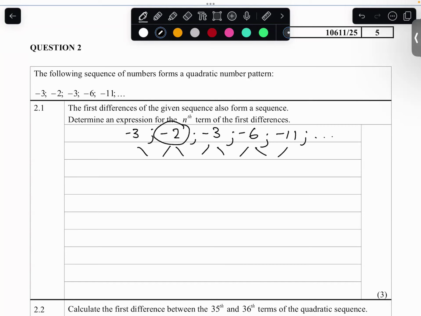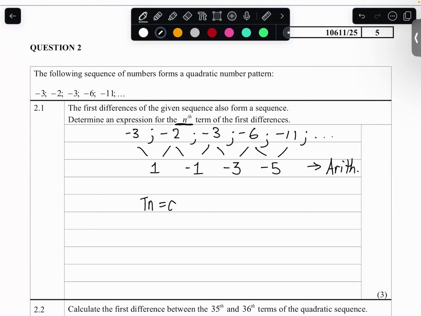-2 minus -3 gives me a positive 1. -3 minus -2 gives me a -1. -6 minus -3 gives me a -3. -11 minus -6 gives me a -5. This first differences is also an arithmetic sequence. So they want the nth term, the general formula for this arithmetic sequence.